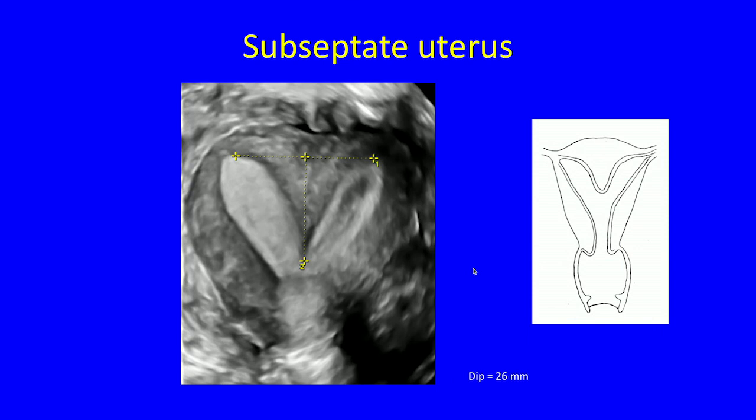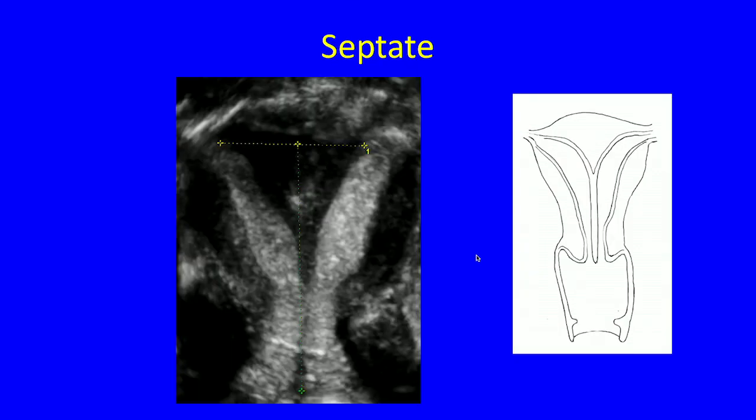This is a subseptate uterus, so again the fundal contour is flat, two cavities, one cervix, and I'm measuring the length of the septum, which is clinically relevant to gynecologists potentially considering surgery. This is a septate uterus.